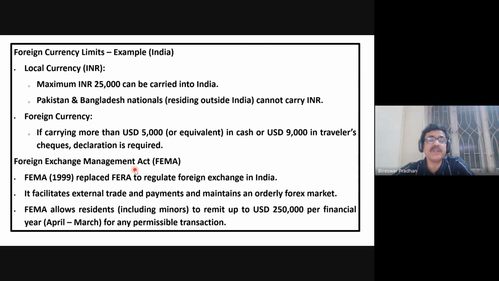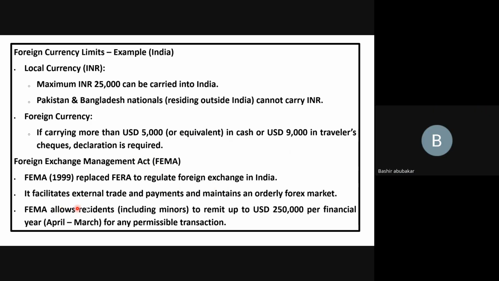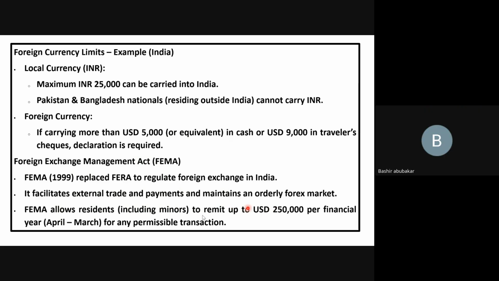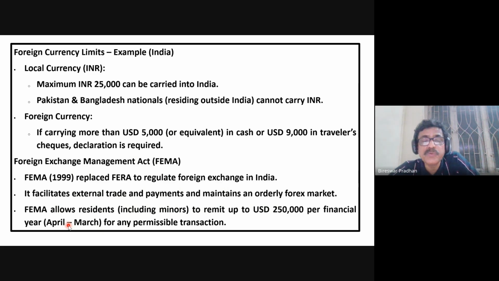Foreign Exchange Management Act, FEMA. FEMA 1999 replaced FERA to regulate foreign exchange in India. It facilitates external trade and payment and maintains an orderly forex market. FEMA allows residents, including minors, to remit USD 2,50,000 per financial year, meaning April 1st to March 31st, for any permissible transaction.